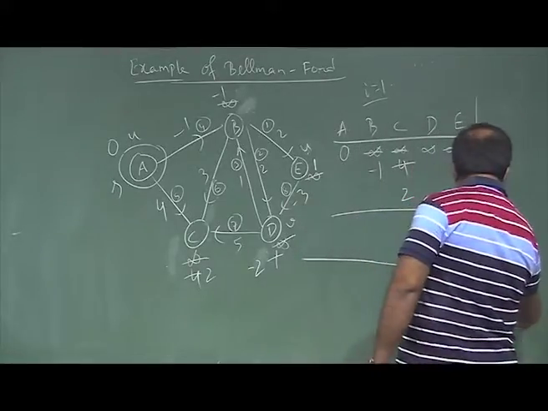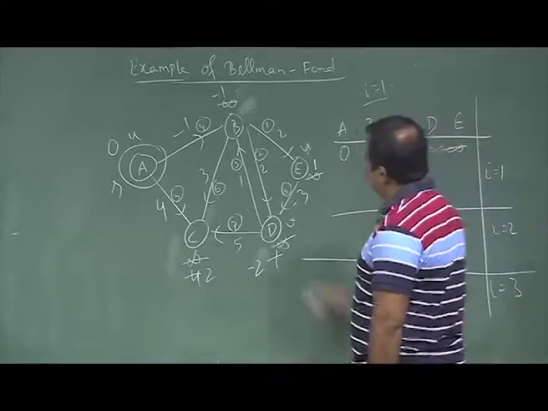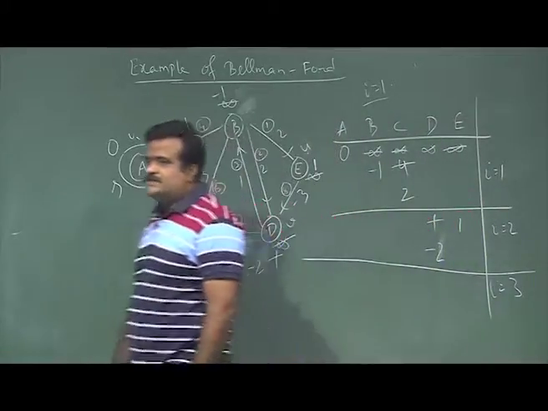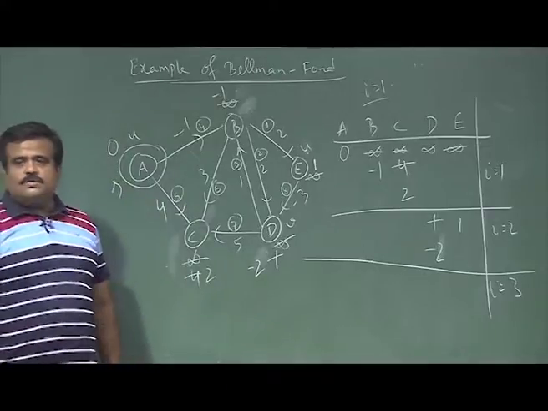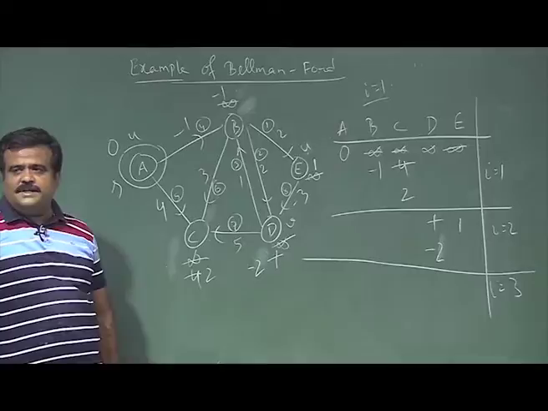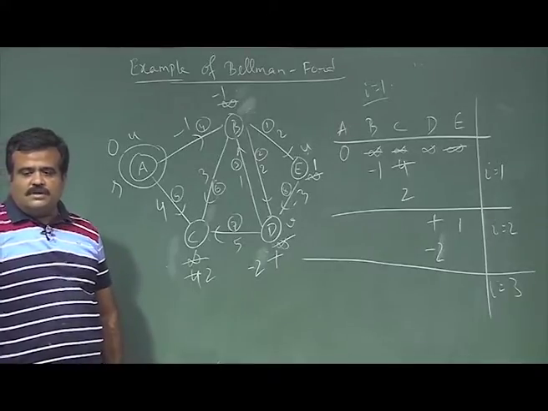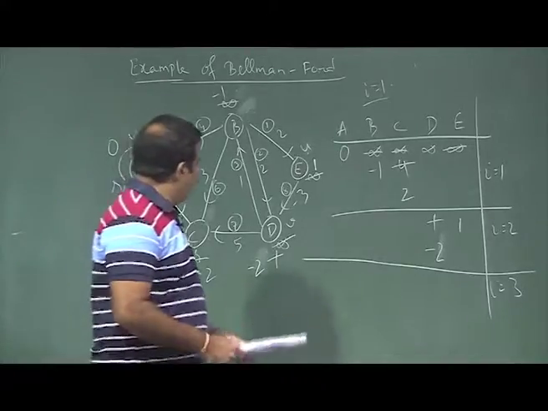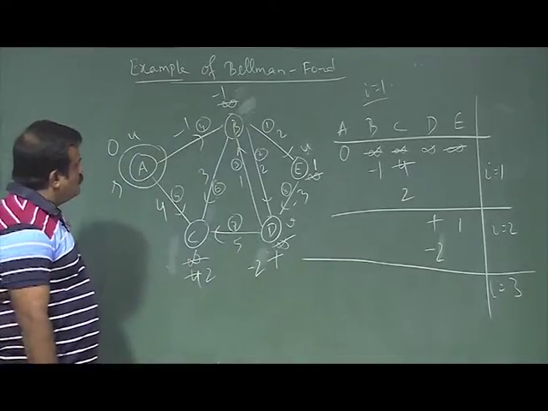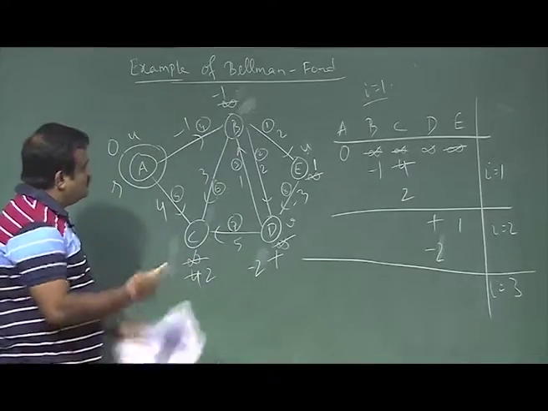Now for i equal to 3 we need to do this. How many vertices do we have? 1, 2, 3, 4, 5. So 5 vertices means the outer loop runs V minus 1 times. That means 5 minus 1, at least 4 times we have to do this. Now i equal to 4 we also have to do. So for i equal to 3 we can just do it again.